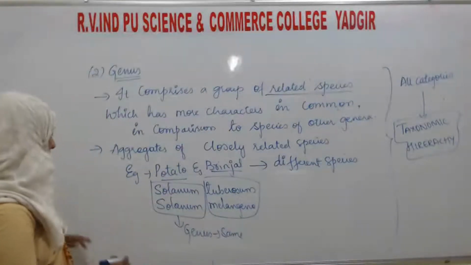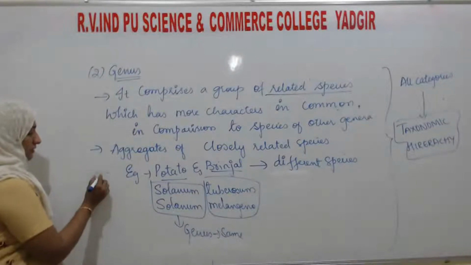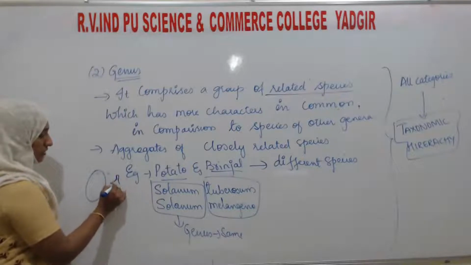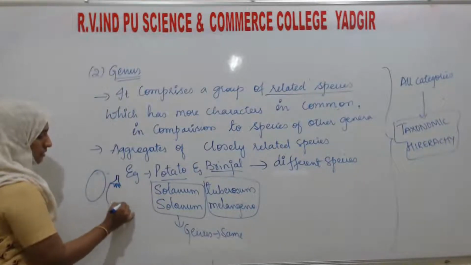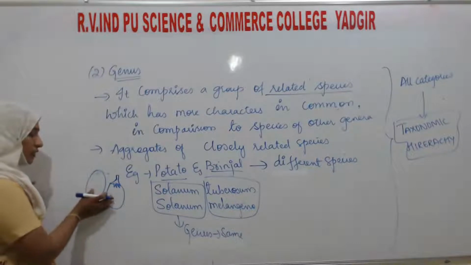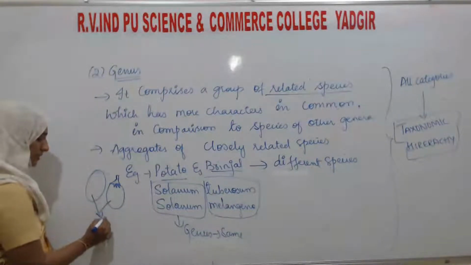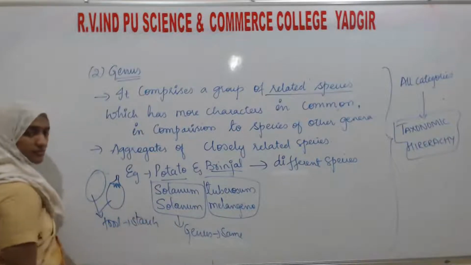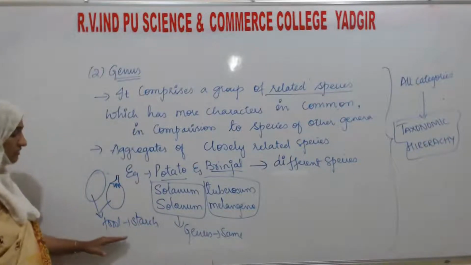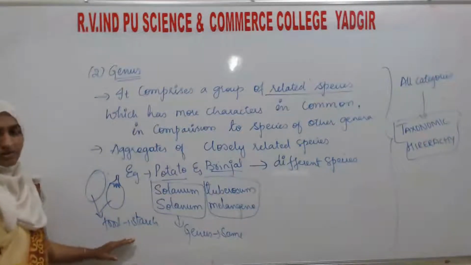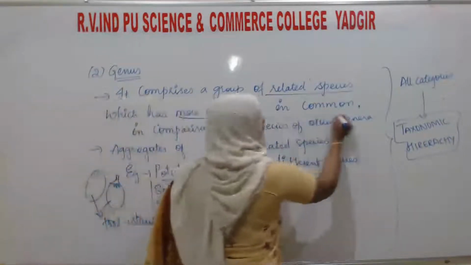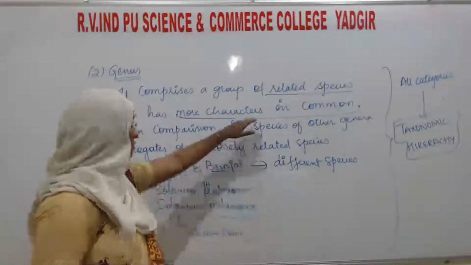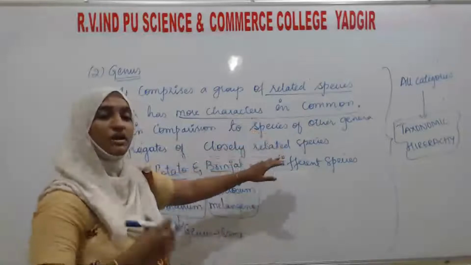Okay, so for example, this is the potato and this is the brinjal. They both store the food. And what is that food? That food is in the form of starch. Yes, sir. This is the similar character. Here they have given more characters in common, that should be same, in comparison to the species of other genera.